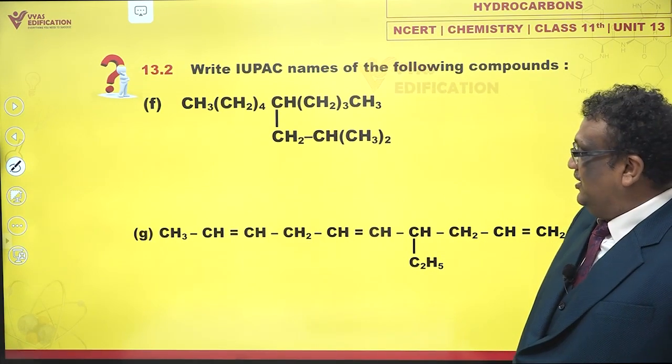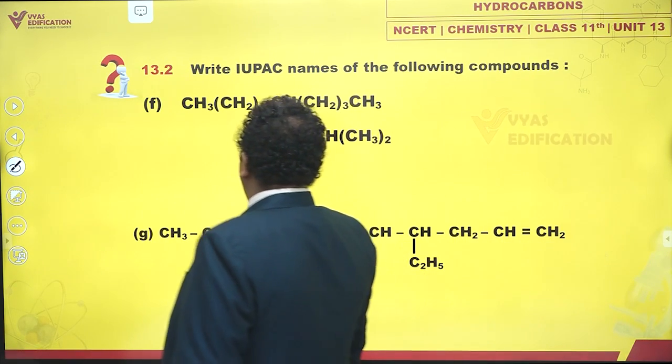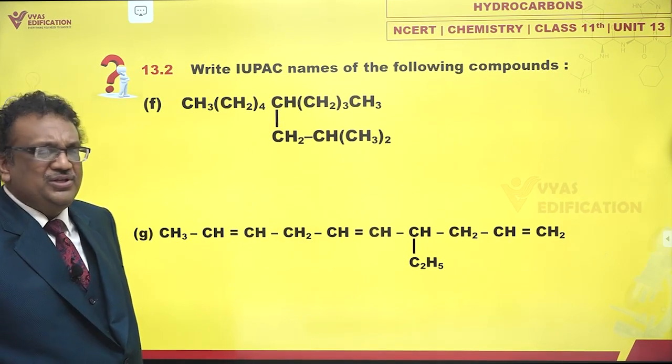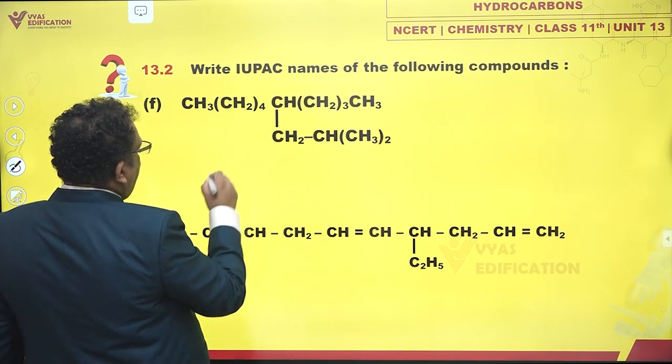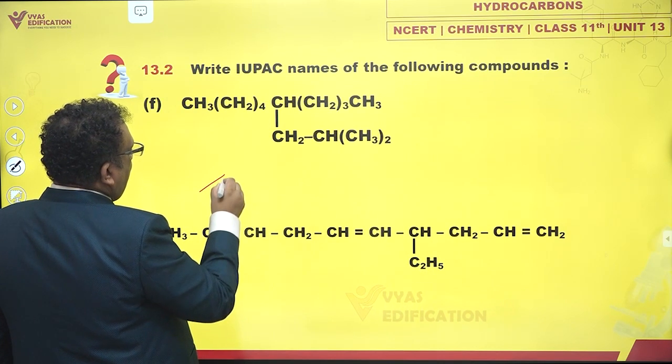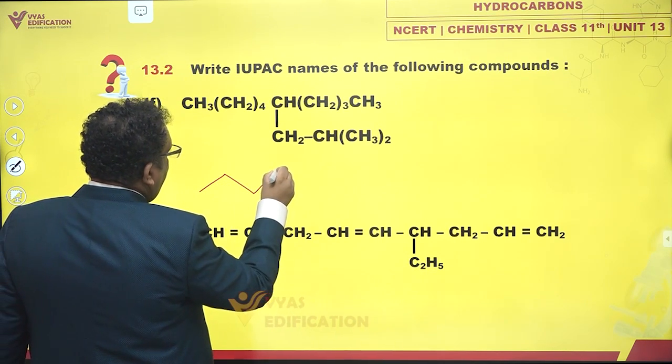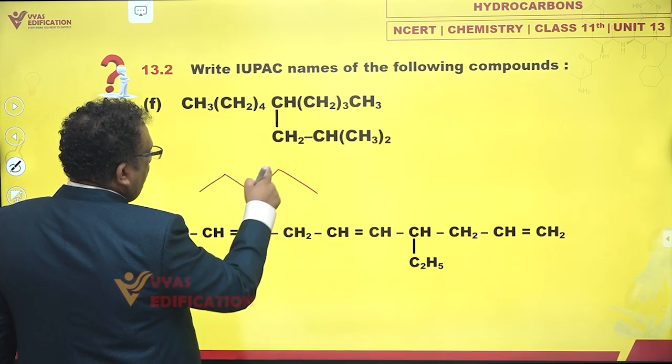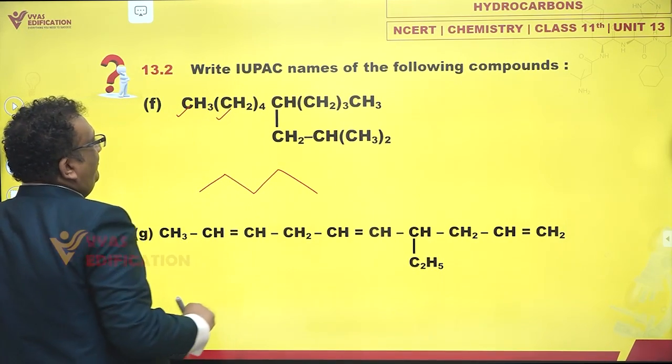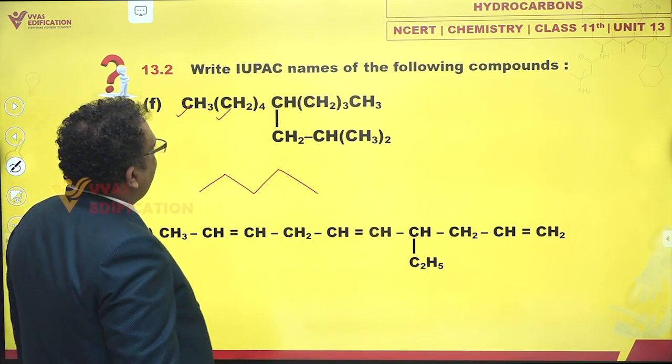What about the next ones? Let's take a look. Oh my God, what is this? Let's draw the bond line notation and then let's take a look. CH3, CH2 whole 4 times. 1, 2, 3, 4. 1, 2, 3, 4. So I have methyl and 4 methylene groups. And then I have CH.